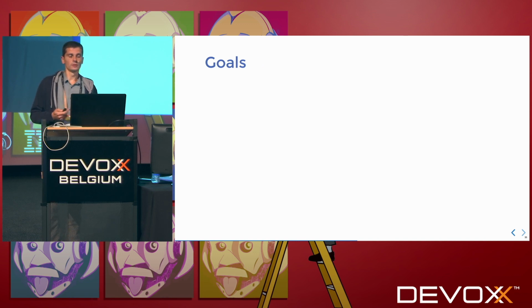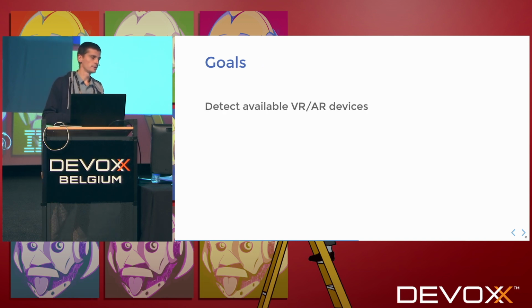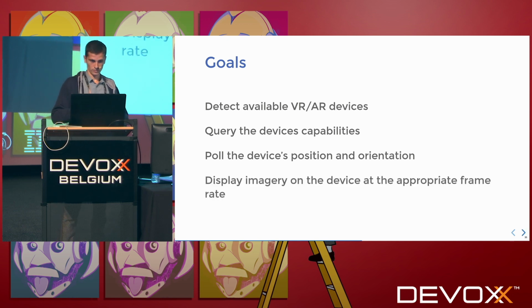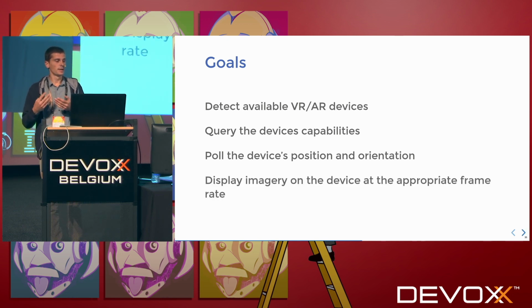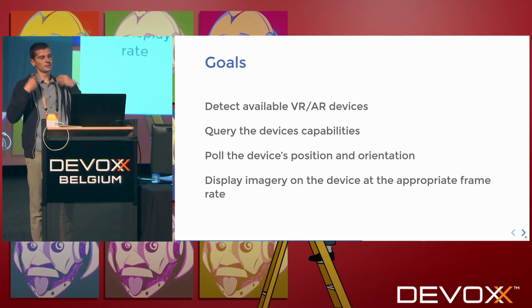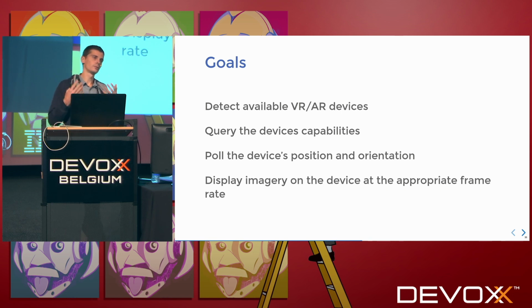The goal of the API is to give developers the possibility to detect available VR or AR devices, query the capabilities of the device, and then play with the position of the device or of the person, for VR headsets or for phones, and display the graphics on the device at the appropriate frame rate. So you have to generate the 3D graphics, and then the API will take these graphics and render them at the correct frame rate. For example, for VR headsets on 2 screens, or for augmented reality on 1 screen, at the correct frame rate.